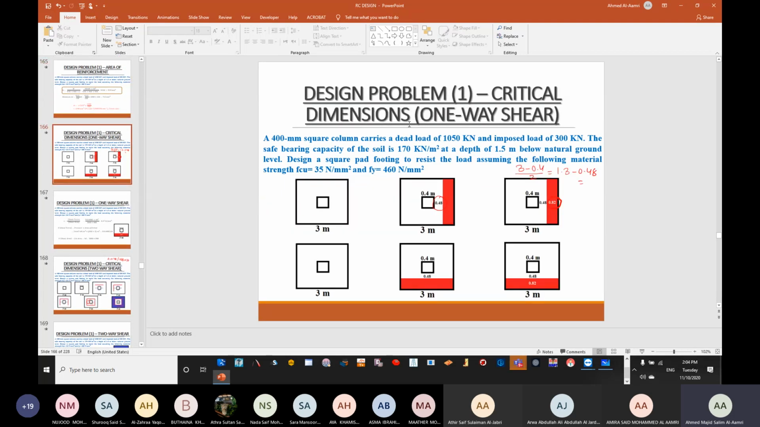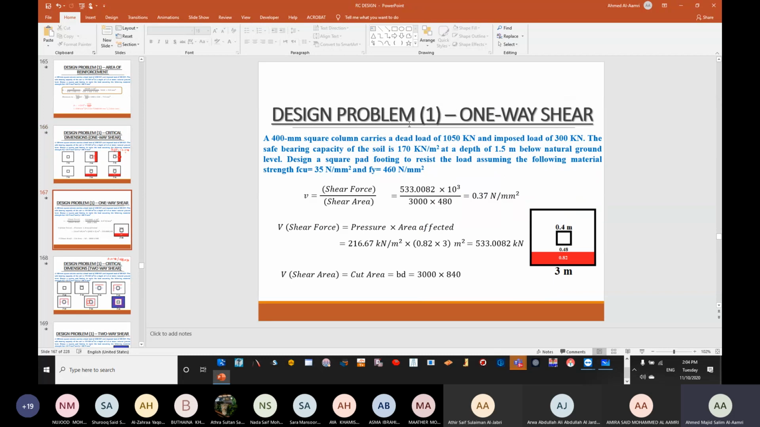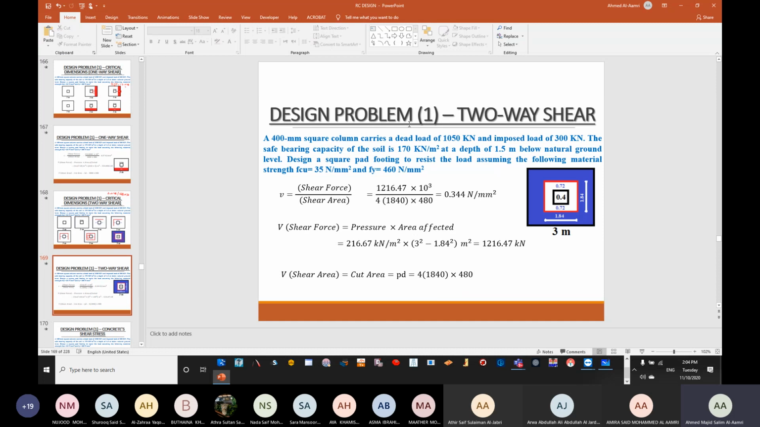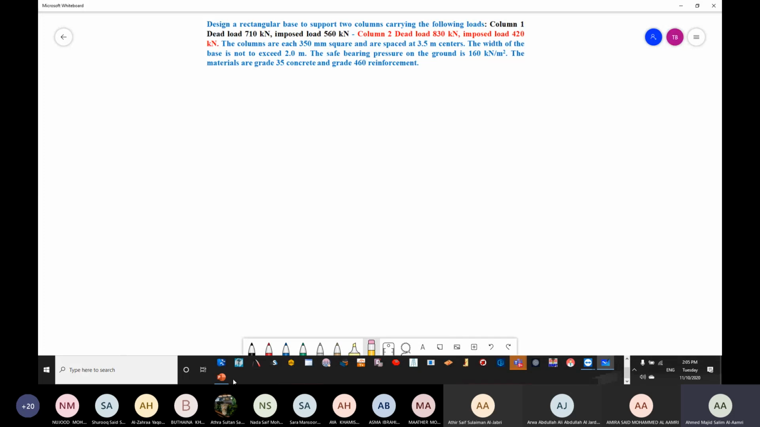I have explained some basics related to one-way and two-way shear, but we didn't enter into the calculation. So I'm going to do the same with a combined foundation problem, in which we are going to learn how to find the geometry of a combined foundation, since it's a little bit different, a little bit more complicated compared to an isolated foundation, and how to draw the bending moment diagram, and how to find the reinforcement accordingly. So I'm going to solve this particular problem.